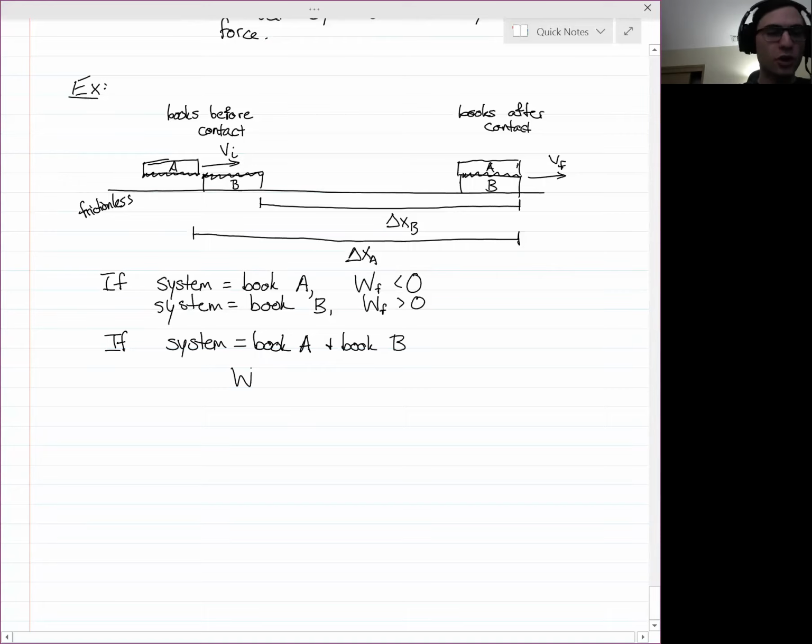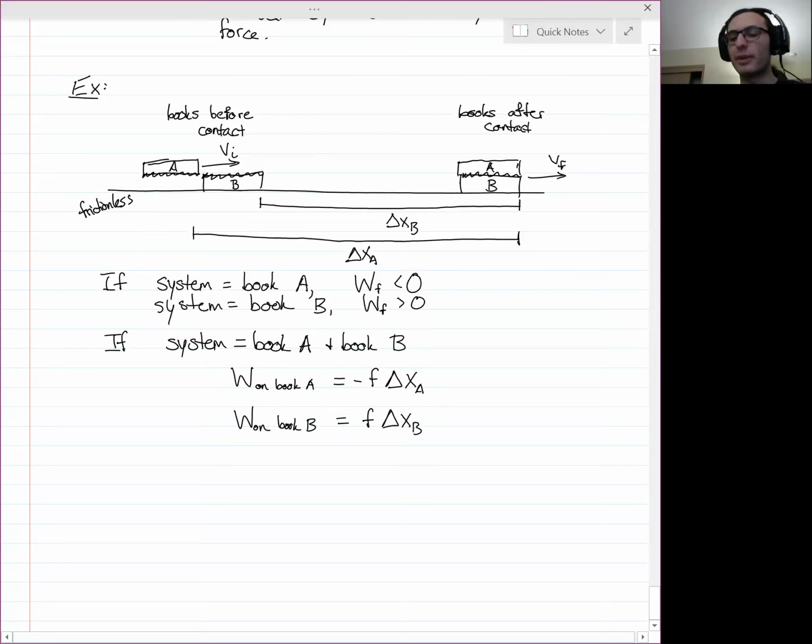Well, the work done on book A is equal to negative F times delta XA, F here being the frictional force between the two books. The work done on book B is, well, the force is the same, but the distance is different. This is F delta XB. Now let's talk for a minute about these signs.